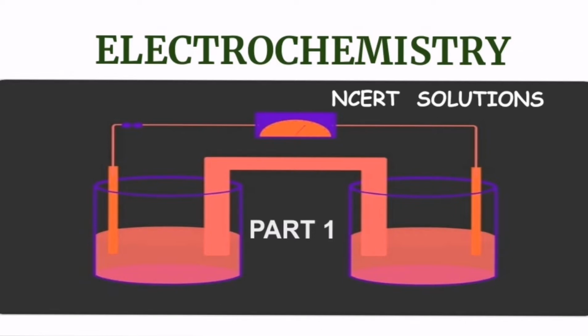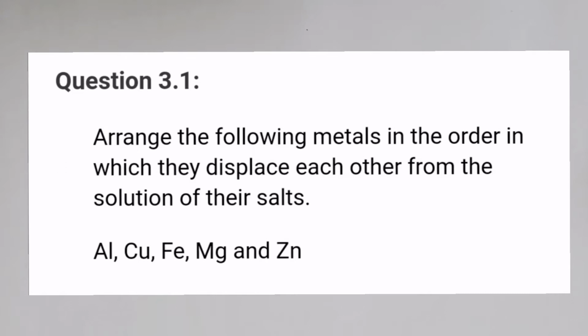So let's get started. The first question for the day is question number 1, and the question says, arrange the following metals in the order in which they displace each other from the solution of their salts. And then we have aluminum, copper, iron, magnesium and zinc. In this question, we are supposed to arrange these metals in which they displace each other from the solutions of their salts. So we can answer this question on the basis of our knowledge of the electrochemical series.